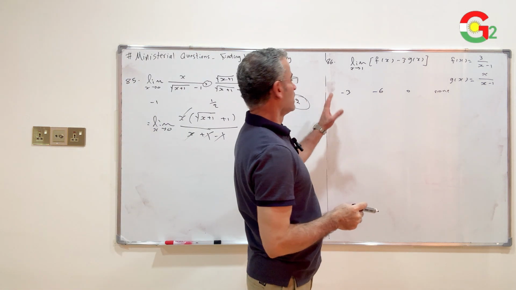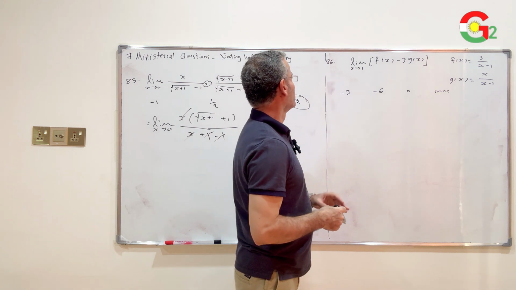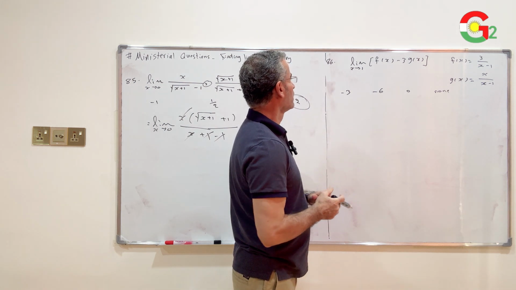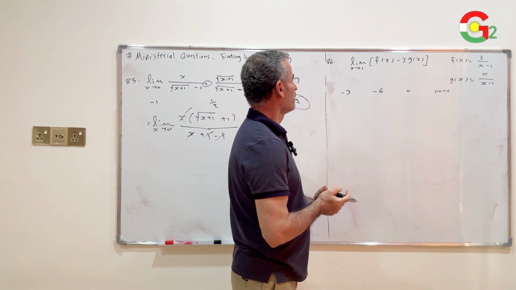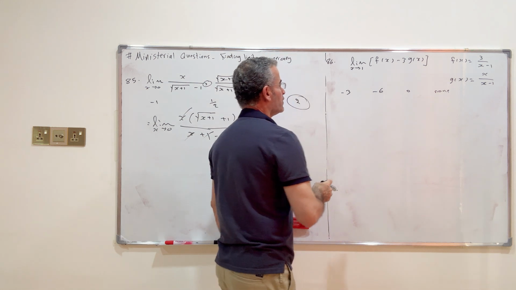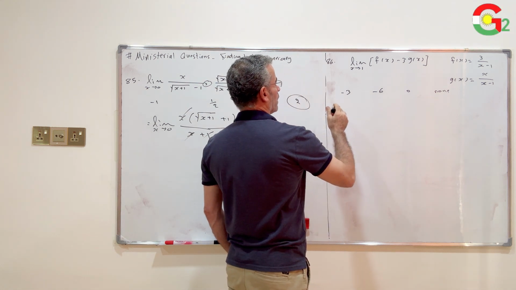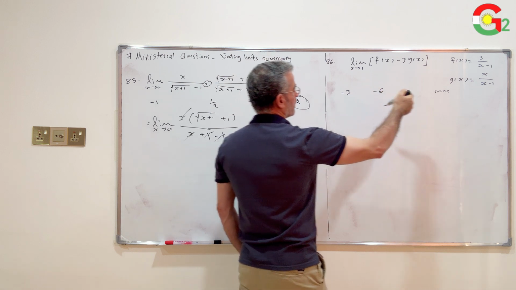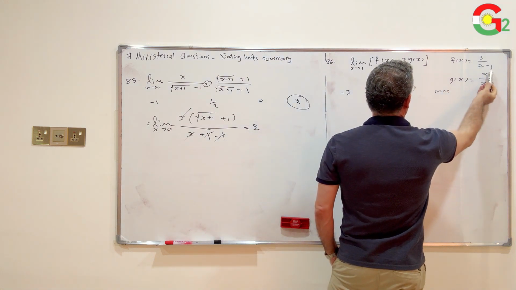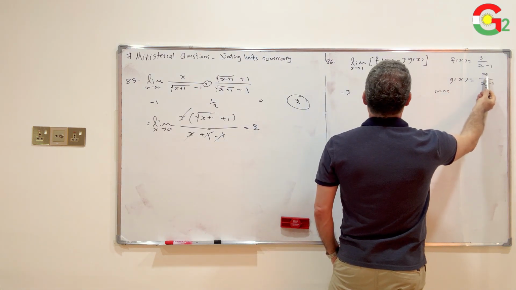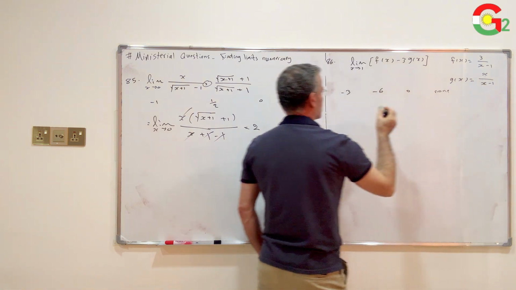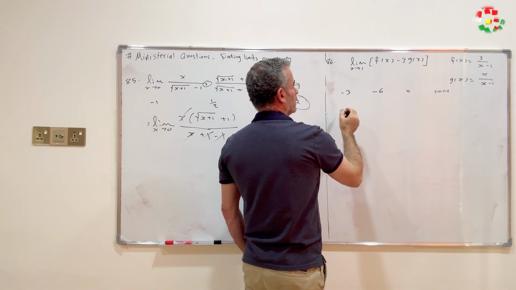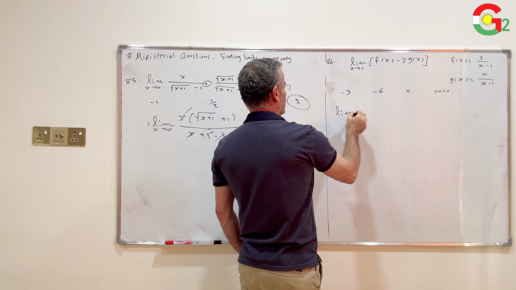The last question in this set, 86. Find the limit when x approaches 1 of f of x minus 3 g of x. If we find it separately, then 3 over 1 minus 1 is 0, and 1 over 1 minus 1 is also 0. Then I'll try to find it together.